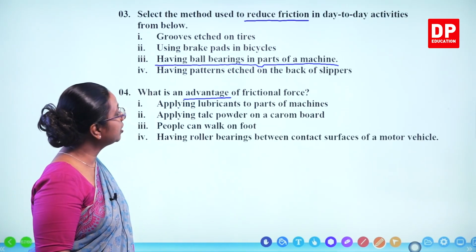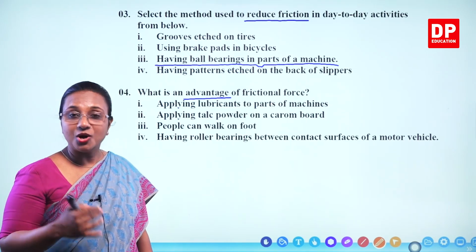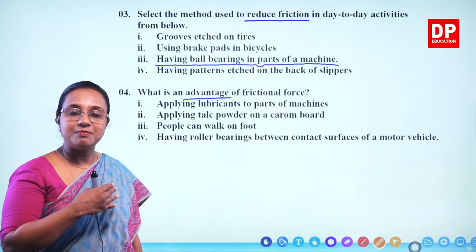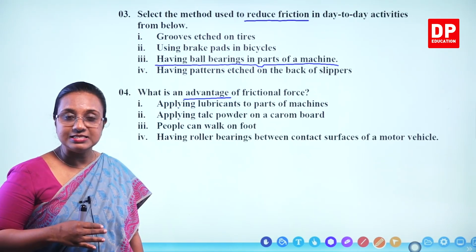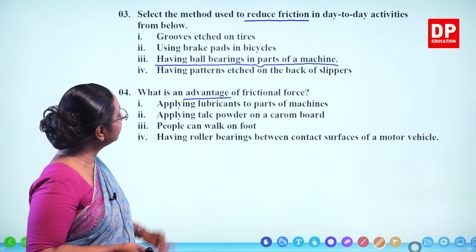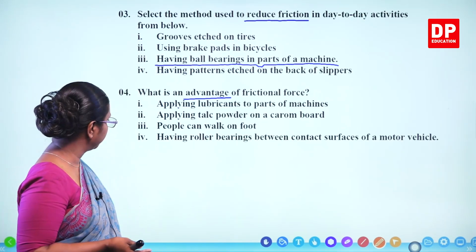Applying talc powder on a carom board. That also you all know. It reduces friction and makes the disc easy to move. Disc and the coins move easily when there is talc powder.